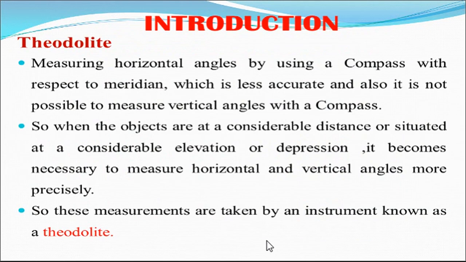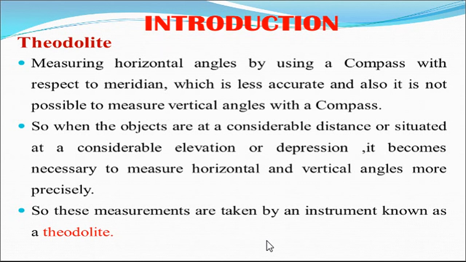Now, the introduction. Generally, when do we prefer theodolite survey? Measuring horizontal angles using a compass with respect to the meridian is less accurate, and it is also not possible to measure vertical angles with a compass. That is a limitation. We have seen that the prismatic compass is used to measure angles with respect to the meridian, but if we compare its accuracy with the theodolite, it is less accurate. And the second limitation of the prismatic compass is that it cannot measure vertical angles.